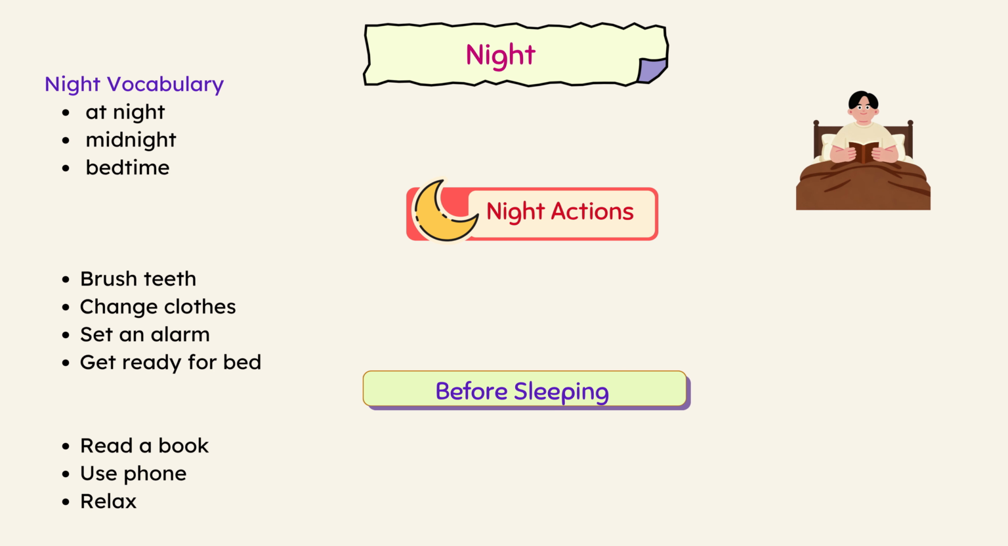For example, you can say, at night, I brush my teeth, set my alarm, and get ready for bed. Then I read a book and go to sleep. This is how you describe your night routine.